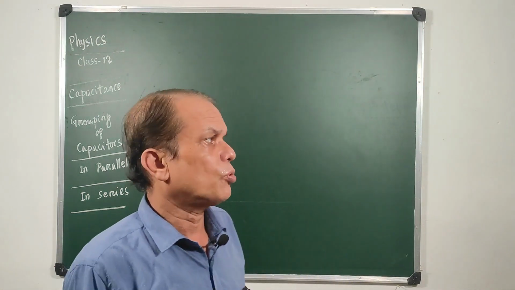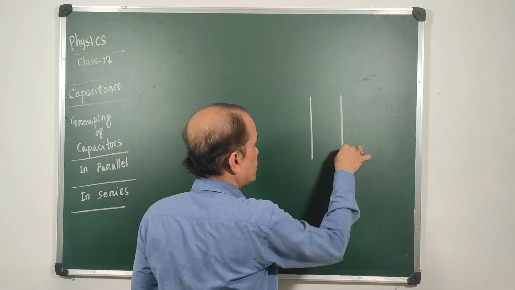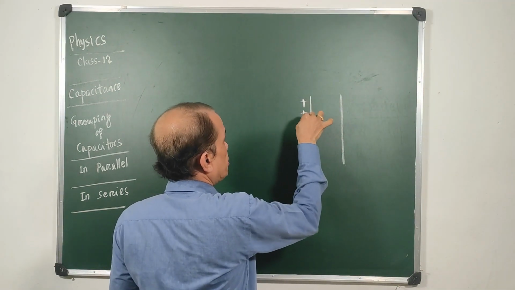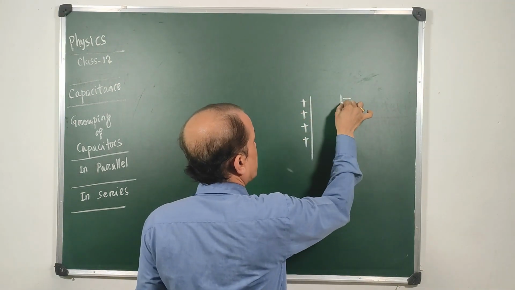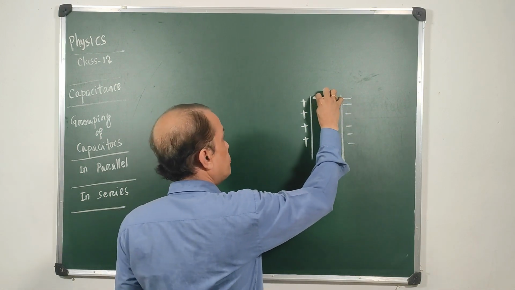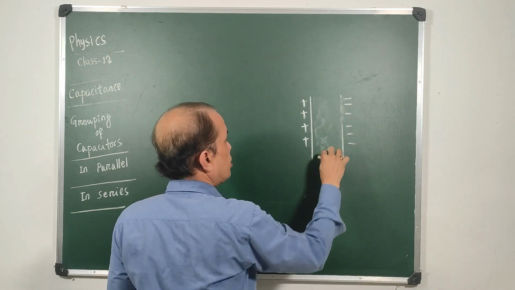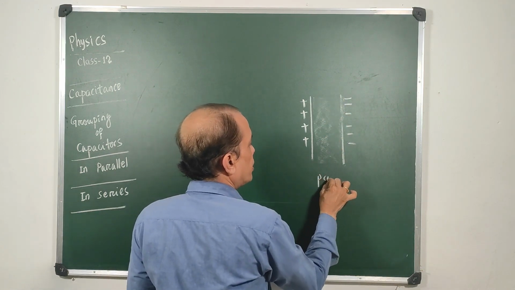So if there is a conductor, a parallel conductor, suppose we are taking two parallel plates, one side is positively charged and the other side is negatively charged, and in between the plates an insulating material called dielectric is placed, then this is called a parallel plate capacitor.